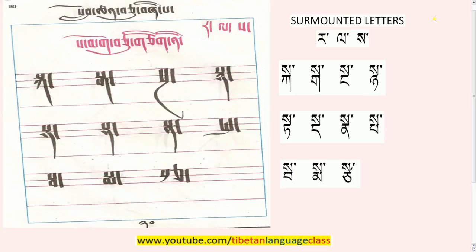Video number 25, lesson number 14. In this lesson, we're going to learn the final surmounted letter, sa. It's this letter right here. This surmounted letter, sa, could go on top of 11 different consonants. And those 11 consonants are ka, ka, nga, nya, ta, tha, na, pa, pa, ma, and finally za.